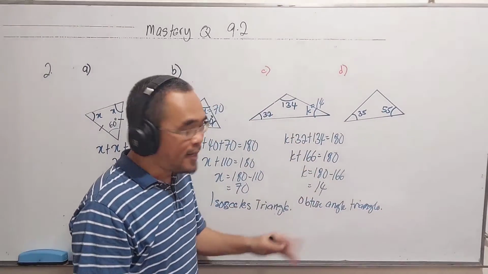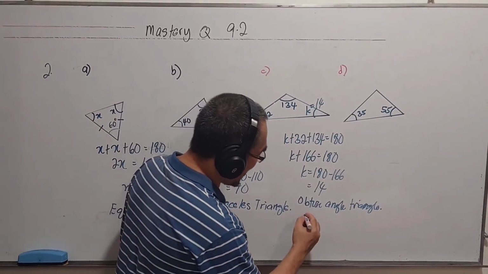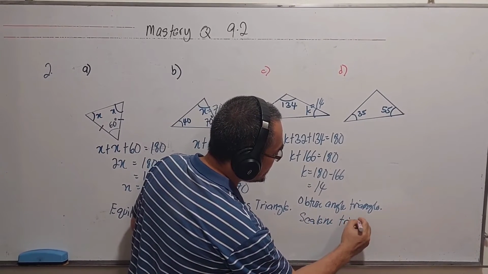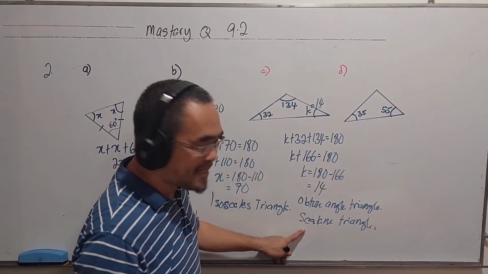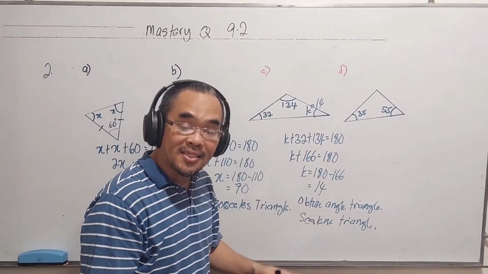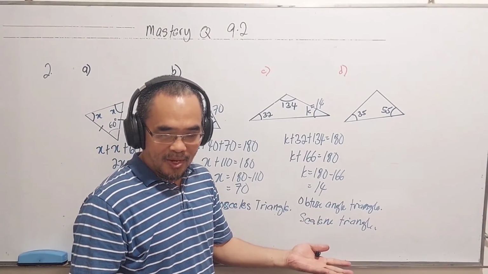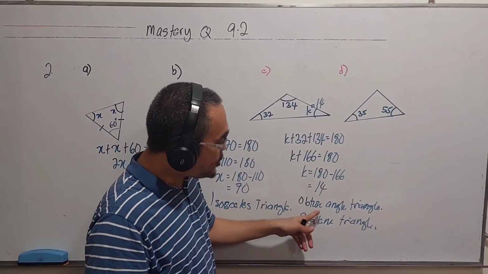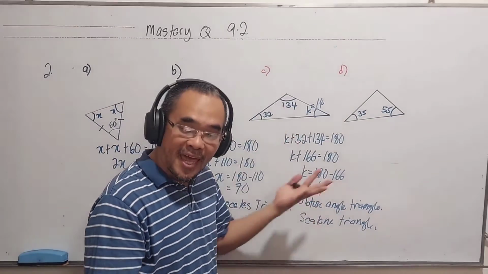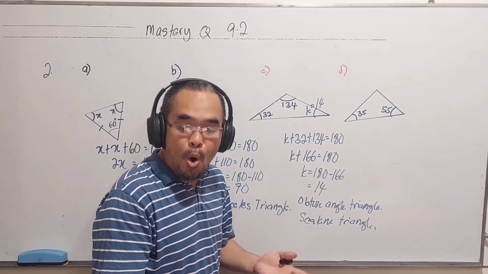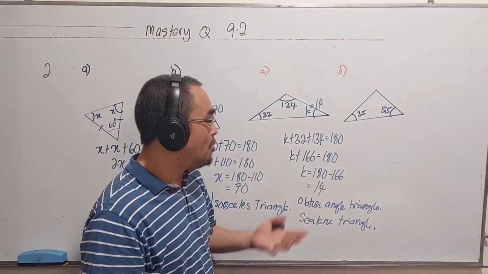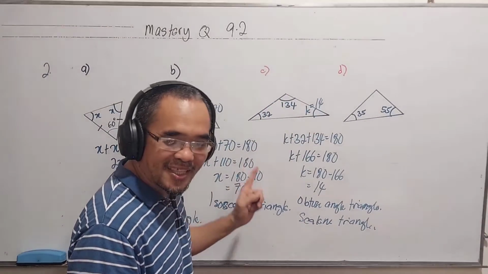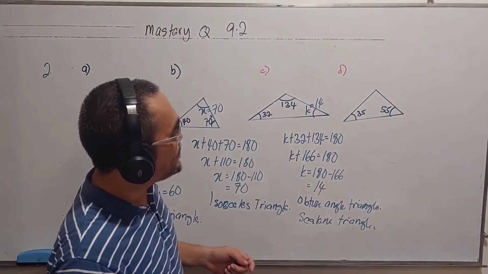Another name for this one is scalene triangle. What is meant by scalene? That all the angles are different, and it does not involve 90 degrees. Okay, so why is it called obtuse? Because one of the angles is obtuse, which is more than 90 degrees. Of course, it will not be 180, because the total for the three angles will be 180.